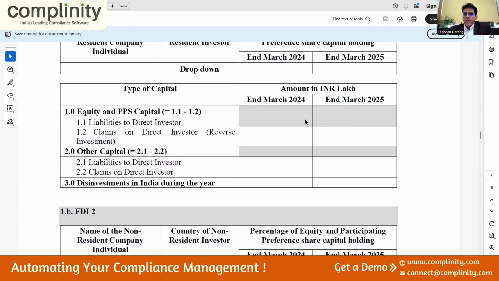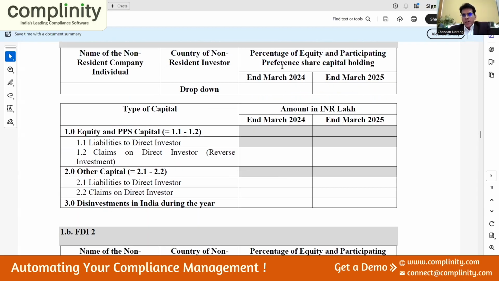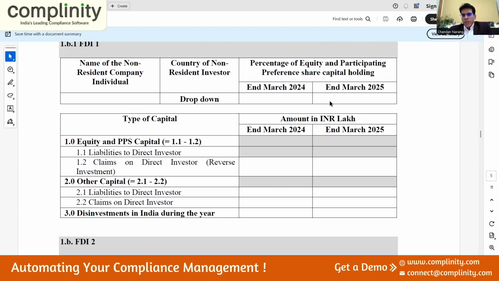This percentage will be the percentage of the net worth which is calculated above. So suppose your investor holds 15% in your company, you mention 15% here in the percentage of equity. Then the total liability will be 15% of the overall net worth which is due to that foreign investor, and it will be auto calculated here.